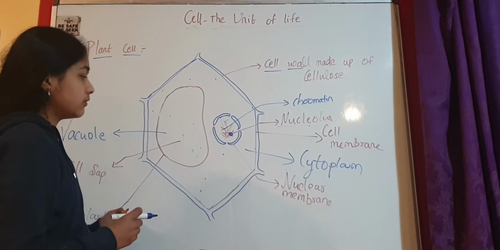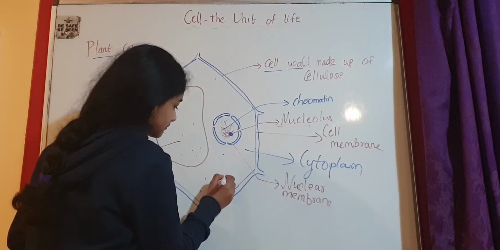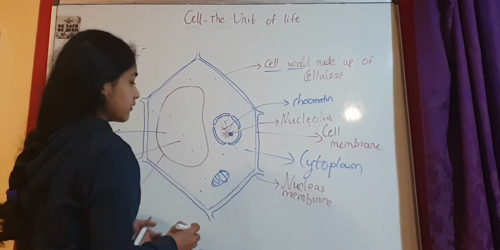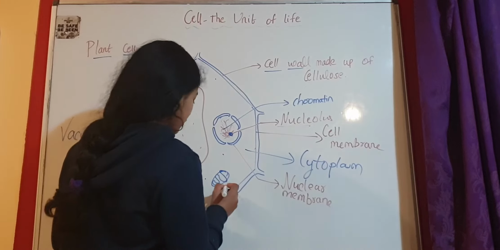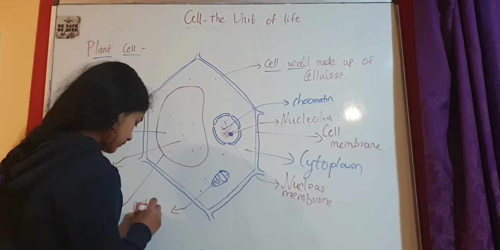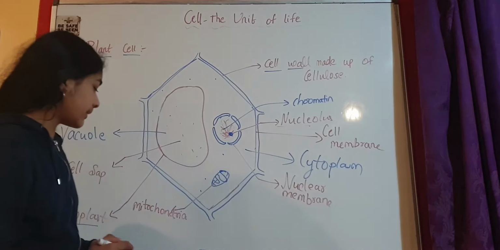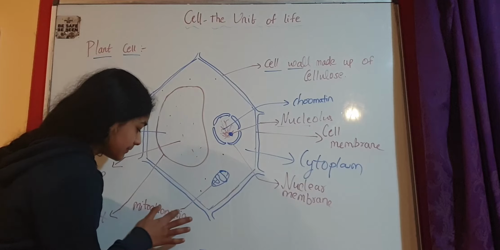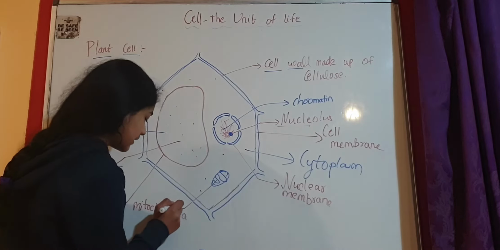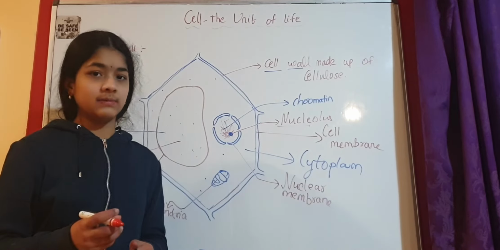Next we are going to come to the next very important organelle, and that is called mitochondria. So mitochondria, we are going to label it. What is the function of mitochondria? Mitochondria is the site for ATP synthesis. So it makes ATP. It helps in a process called cellular respiration.